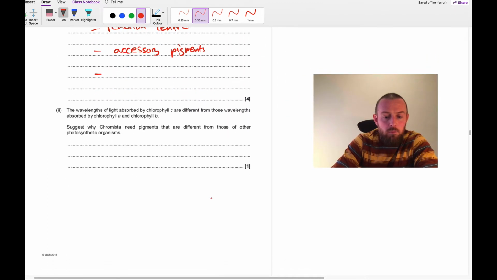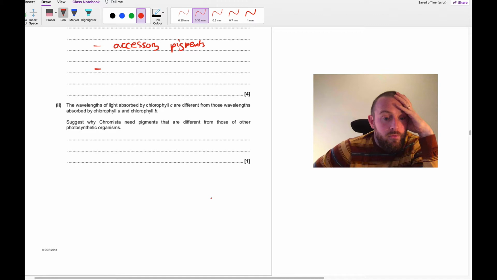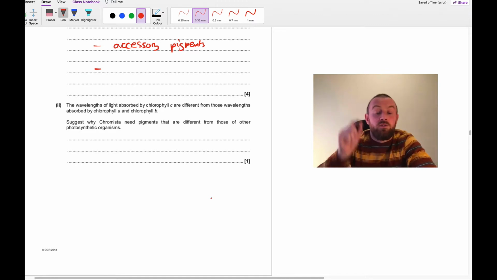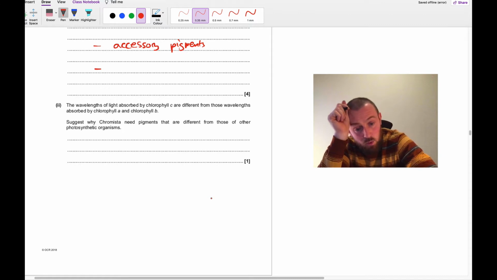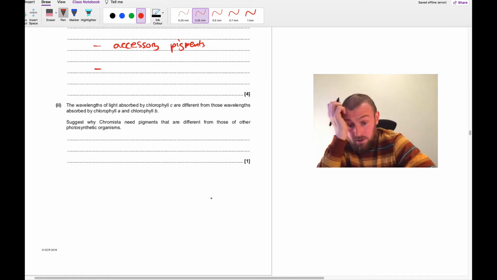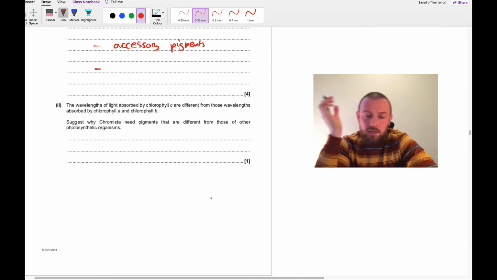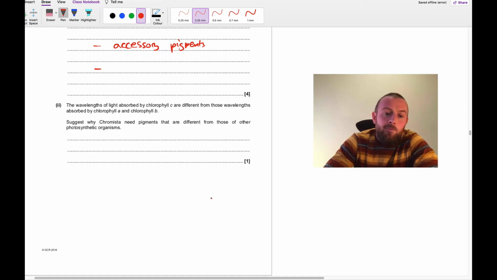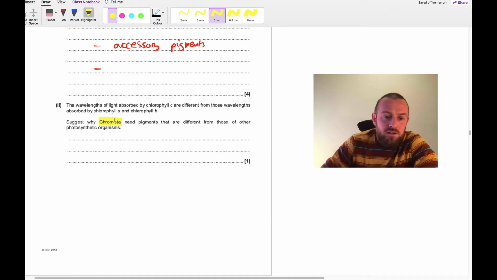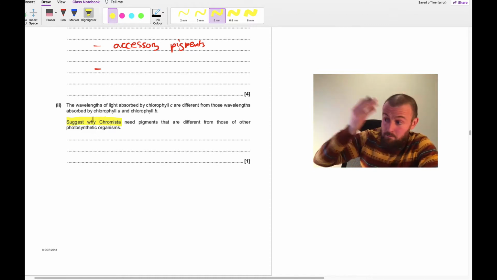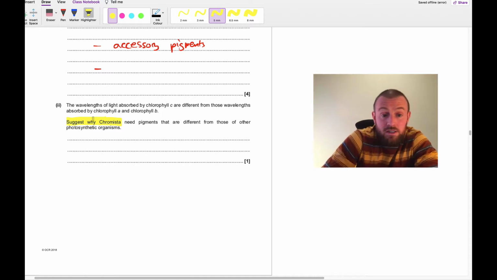Right, now I think it's going to get more application-y. The wavelengths of light absorbed by chlorophyll C are different from those wavelengths absorbed by chlorophyll A and B. Suggest why Chromista need pigments that are different from those of other photosynthetic pigments. Well, this is where you have to go back, because you're not supposed to know about Chromista. You've only just been told about it.